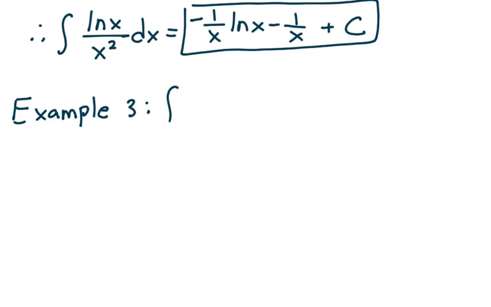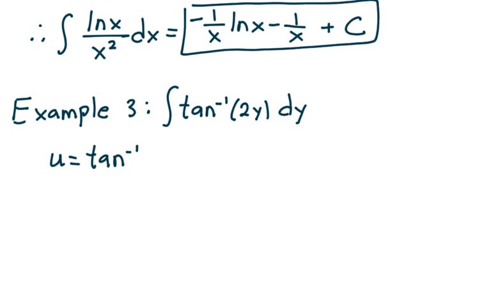Suppose I give you this one, the integral of the arctangent of 2y dy. Now, our u should be immediate because it's an integration by parts problem, and if I already knew how to take the integral, I wouldn't need integration by parts. So u is going to be arctangent of 2y. But then that says dv, you can just call it 1 dy.